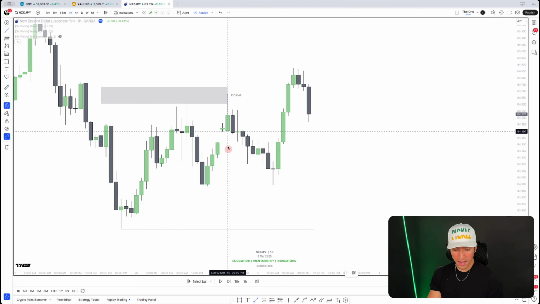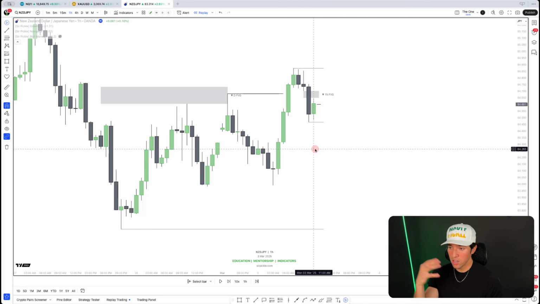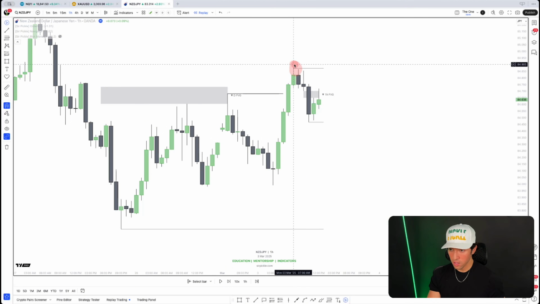Price comes back up into this daily fair value gap, sweeps that liquidity pool right there. And then we have another opportunity to look for a new order flow leg, a new impulse shift. So let's see what happens right here. We get a new 1 hour order flow leg. Remember, the most recent swing high to recent swing low.